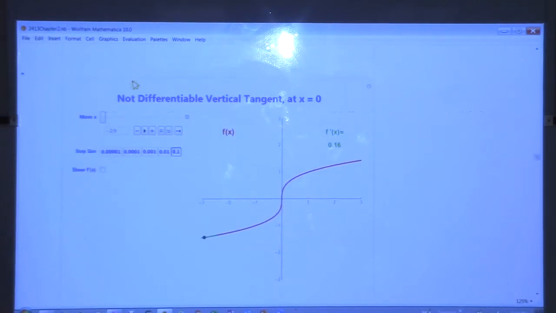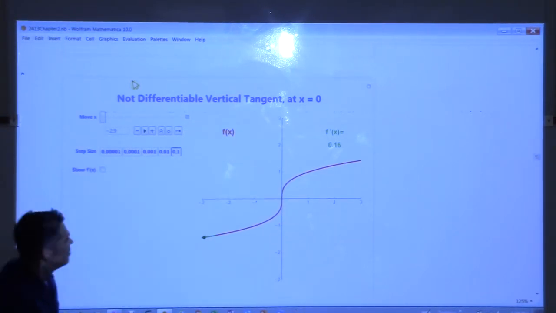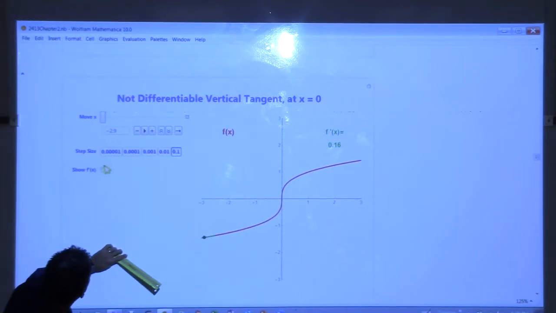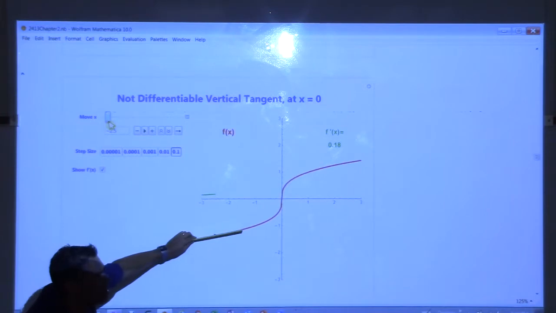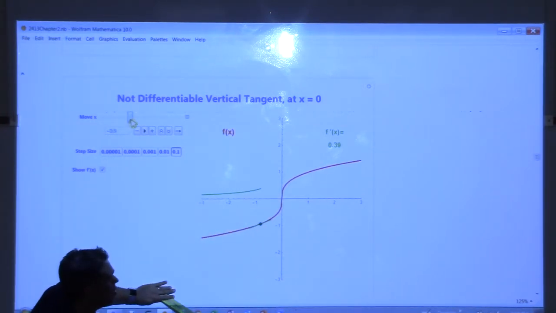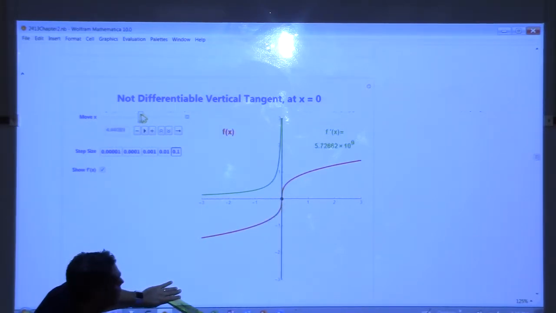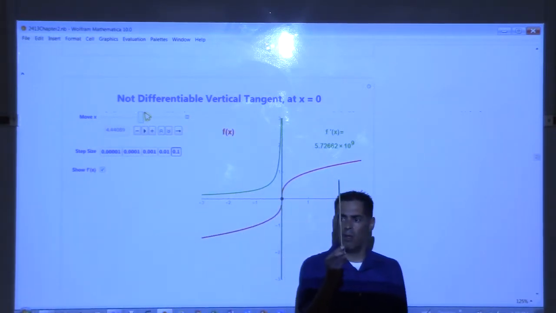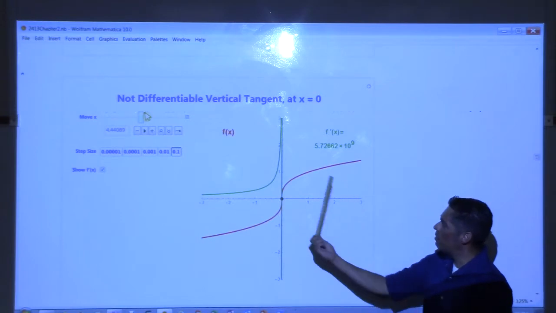And then vertical tangents. So check out this function, and check out what happens as I try and graph the derivative. Small positive numbers, right? Small positive, small positive. Now what's going to start happening to the derivative as I move closer? Positive numbers, but bigger, bigger, bigger, bigger. And then what happens when I get to 0? I get a vertical line, right?